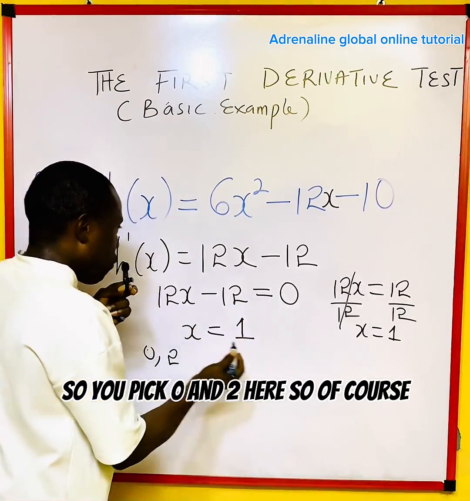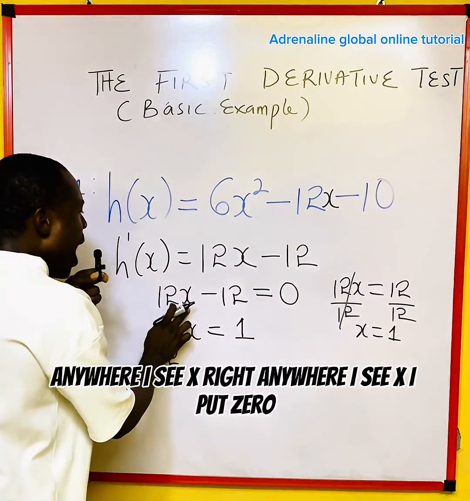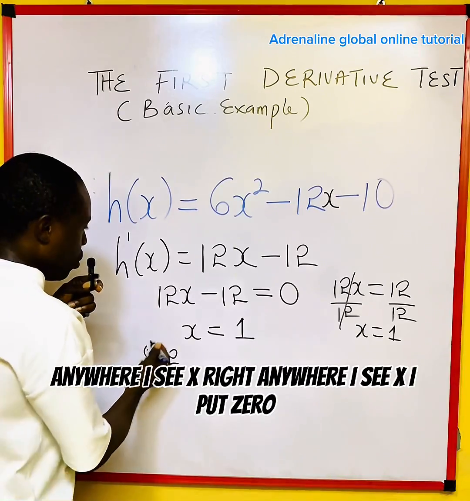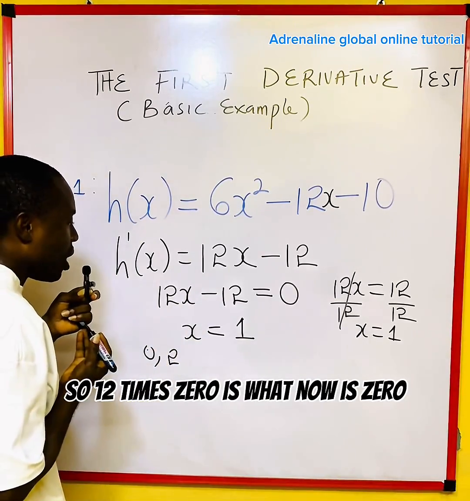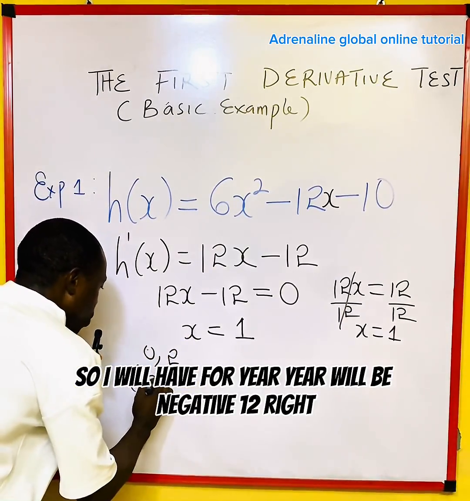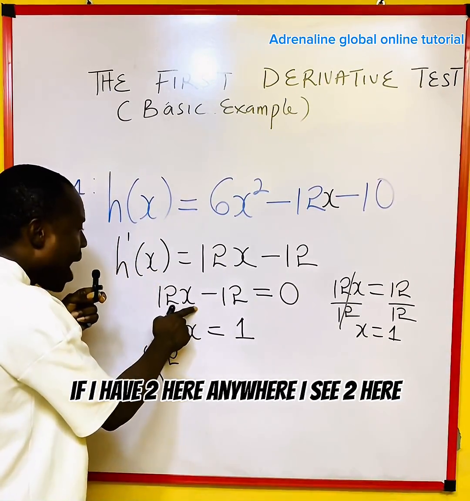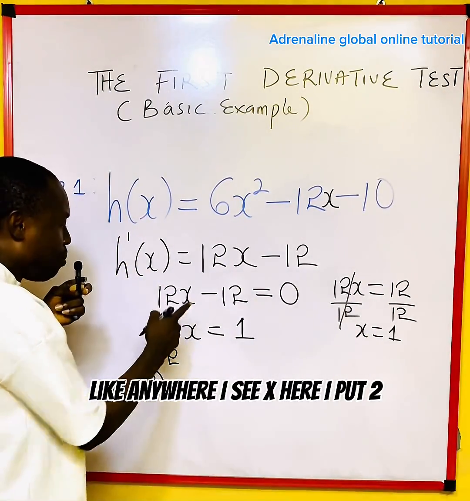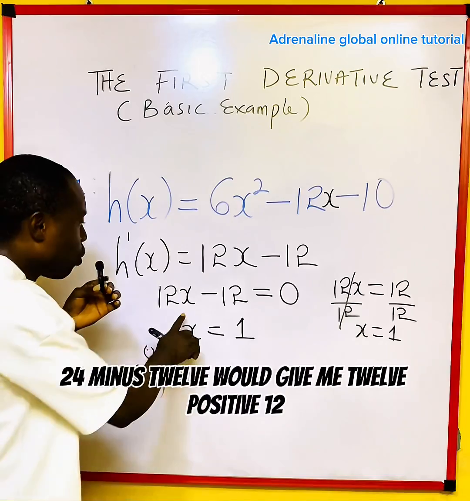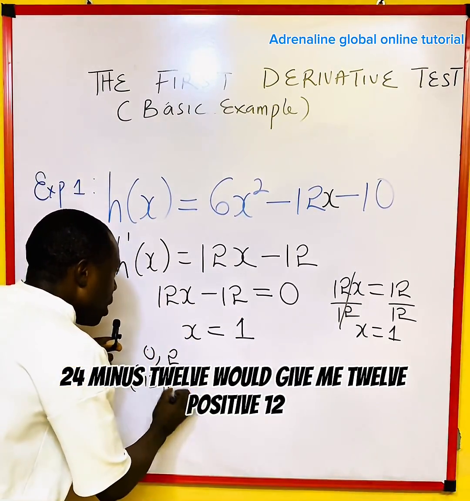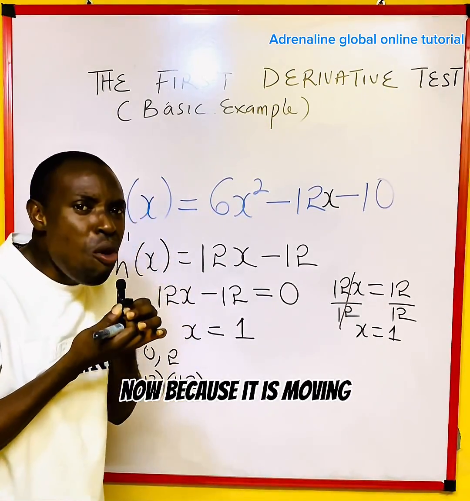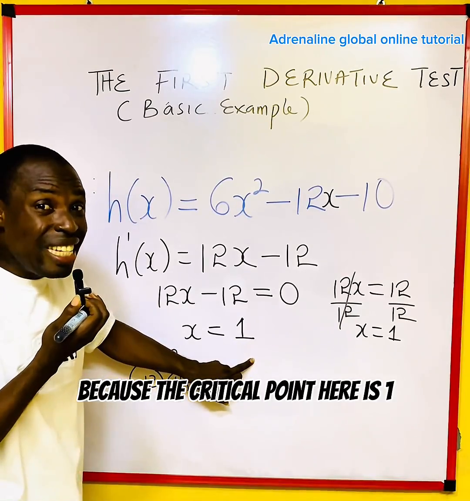So, of course, anywhere I see x, I put 0. So 12 times 0 is 0. So I will have, for here, negative 12. If I have 2 here, anywhere I see x here, I put 2. So 12 times 2 is 24. 24 minus 12 would give me positive 12.